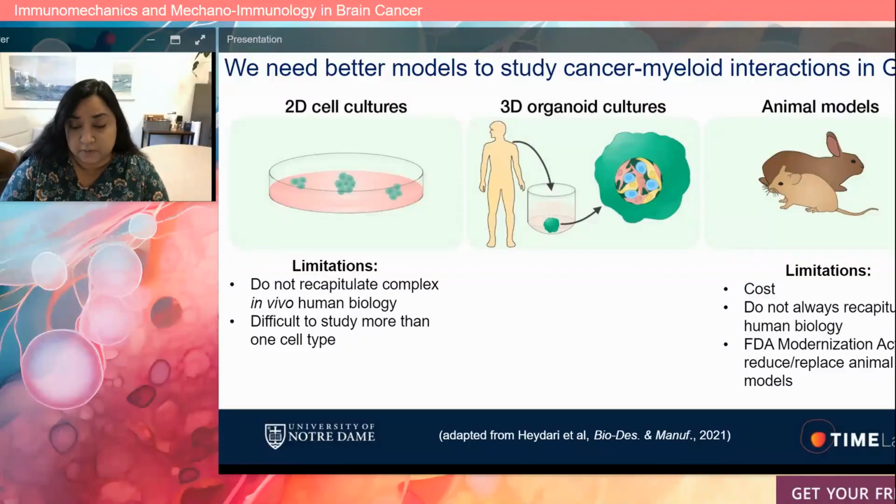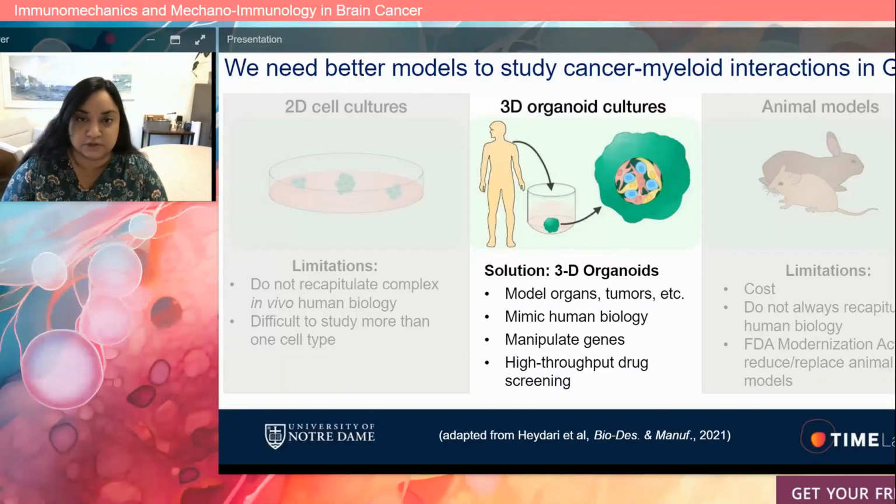We can also use animal models. For example, the previous study I showed with losartan certainly used the mouse model of glioblastoma. These are great because, especially for immunology, they do allow for the full immune competent system to be considered in studies of immuno-oncology. But there are some limitations, including cost. They don't always recapitulate the human biology, depending on what animal or disease you're studying. And of course, the most recent Modernization Act from the FDA has basically called on the community to start to reduce or replace the use of some of these models before we move into clinical trials with patients, which is certainly not trivial.